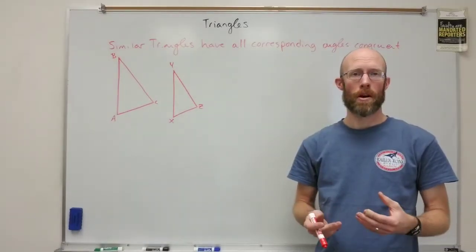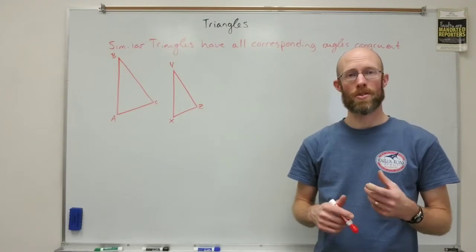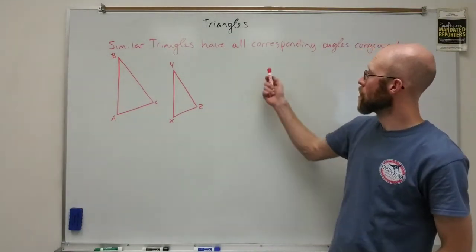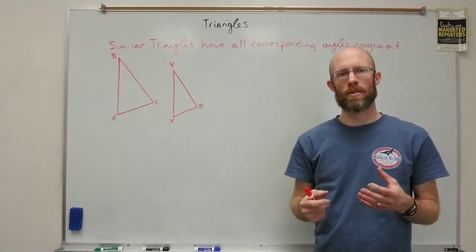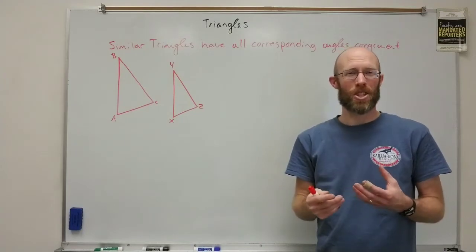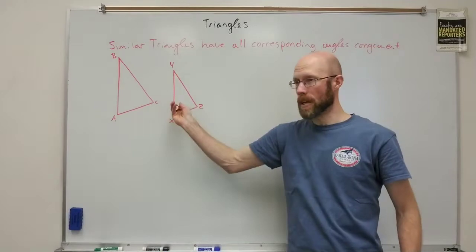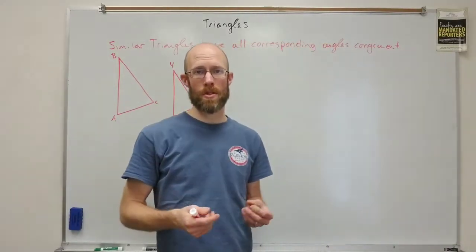Now we're going to look at comparisons between different triangles, specifically what we call similar triangles. With similar triangles, you have all corresponding angles that are congruent. Basically, you have triangles that are the same basic shape but different sizes. One is bigger than the other essentially, but all the corresponding angles are the same.